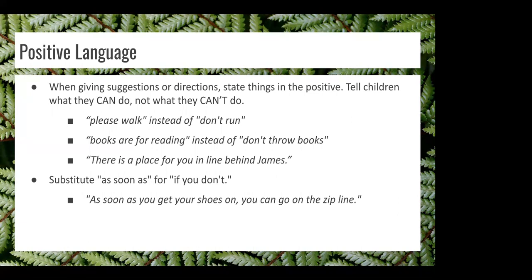Or simply, you can say walking feet. Books are for reading instead of don't throw books. Instead of don't cut in line, there is a place for you in line behind James. Another way that you can put a positive spin on directions is to substitute as soon as for if you don't. So instead of saying, if you don't put on your shoes, you can't go on the zip line, you can just as easily say, as soon as you get your shoes on, you can go on the zip line.